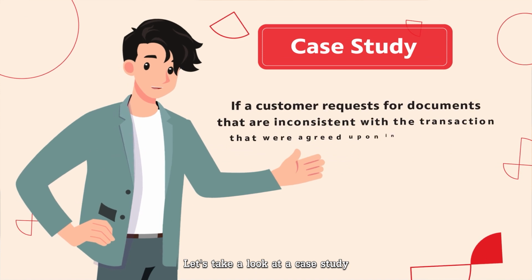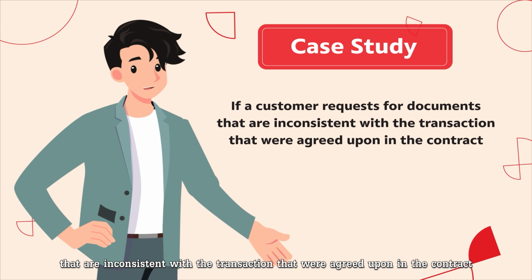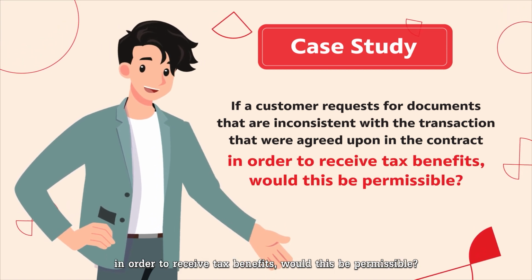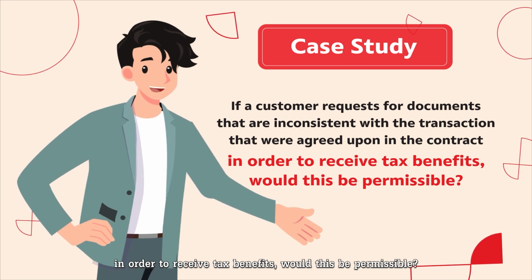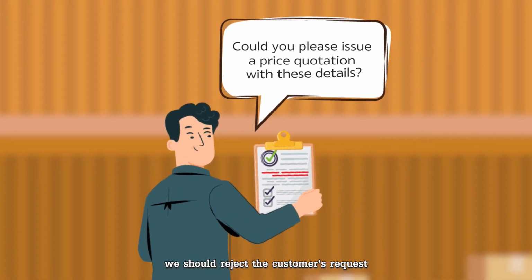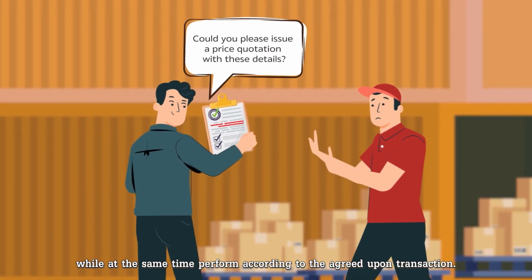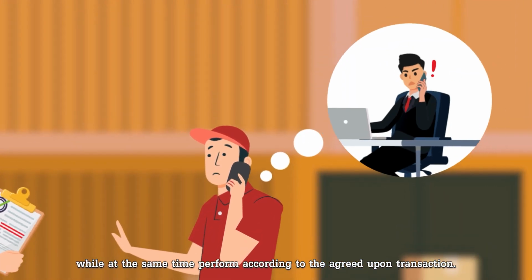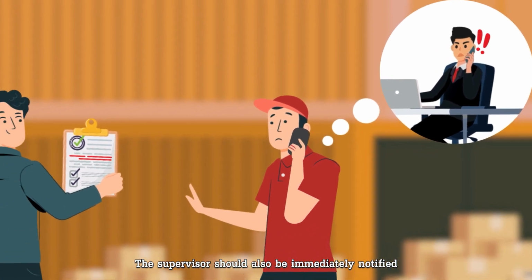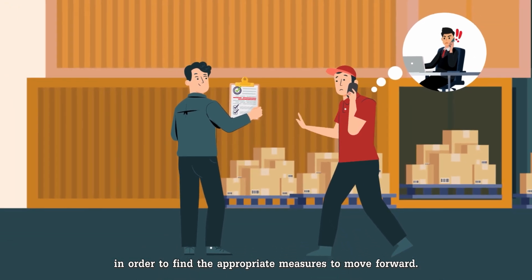Let's take a look at a case study. If a customer requests documents that are inconsistent with the transactions that were agreed upon in the contract in order to receive tax benefits, would this be permissible? In this case, we should reject the customer's request and provide an explanation, while at the same time perform according to the agreed upon transaction. The supervisor should also be immediately notified in order to find the appropriate measures to move forward.